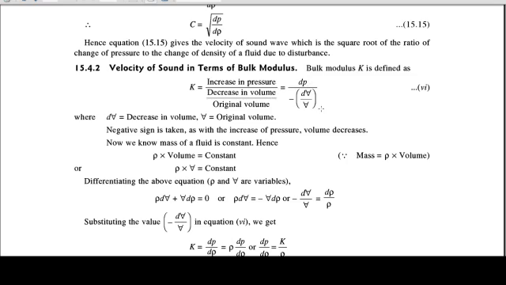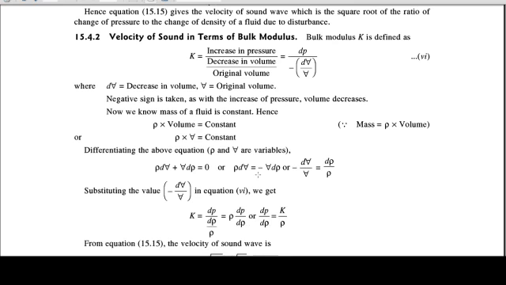Okay. Now we know that the mass of the fluid is constant. Mass means what? Rho into volume. Density into volume means mass. So if mass is constant, then density into volume is also constant. That is rho into V is equal to constant. Now differentiating this term, first term differentiation of second plus second term differentiation of first is equal to 0.